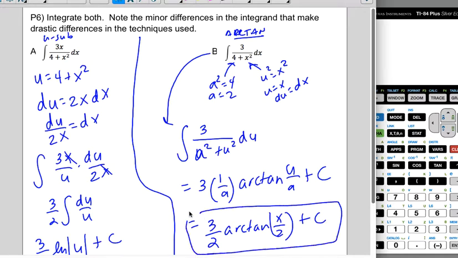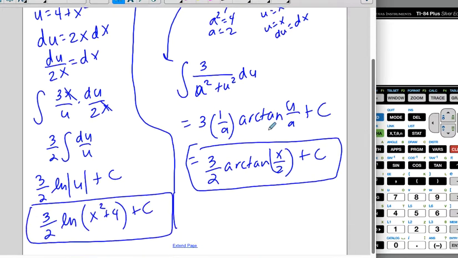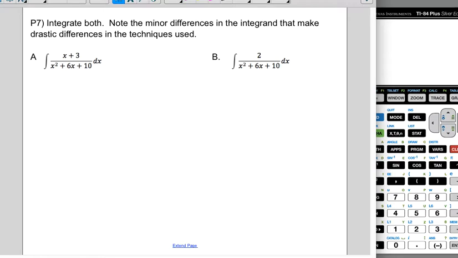So notice the only difference between these two was this little x on the top. That's the only difference, and the method was very, very different as a result. All right, so first thing I should look at is, does one of these work as U-sub, right?